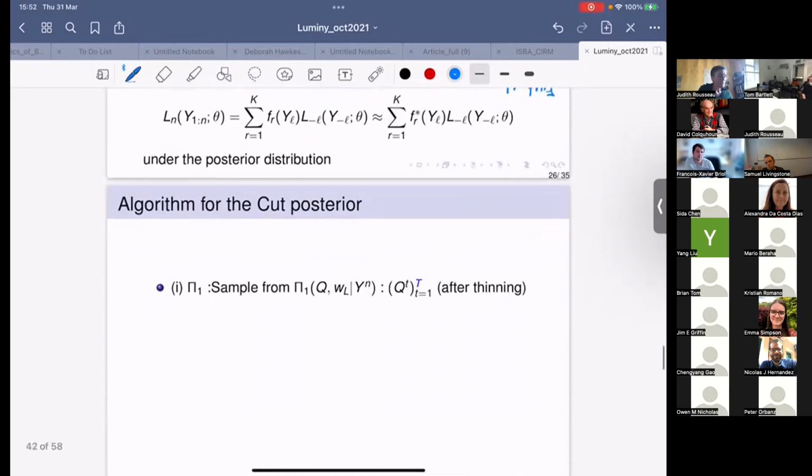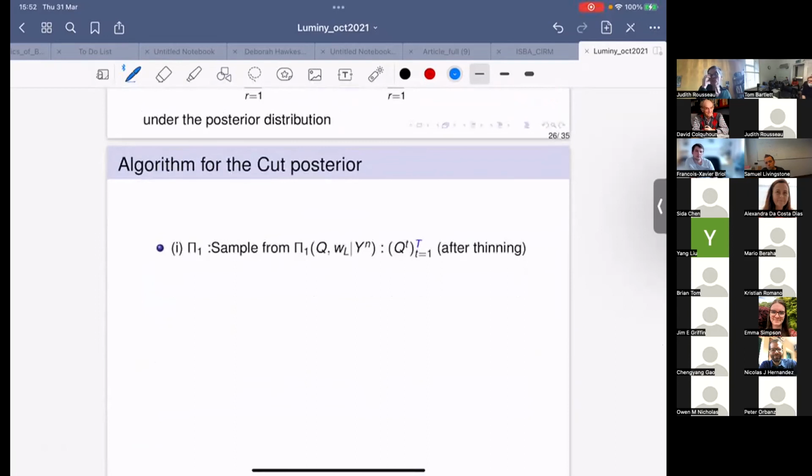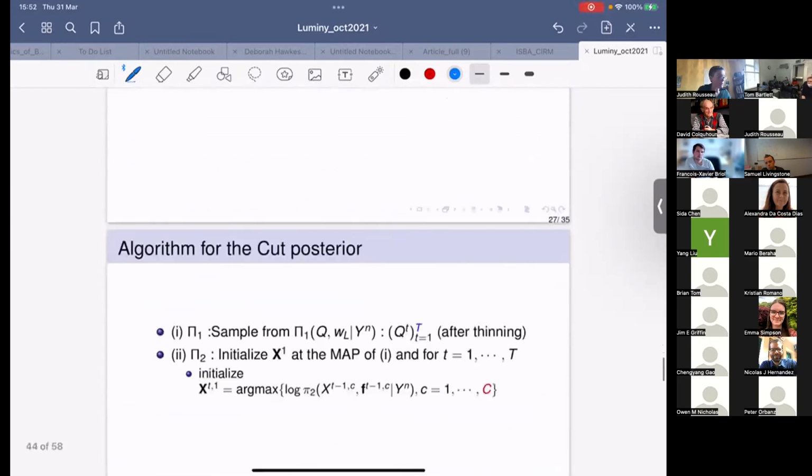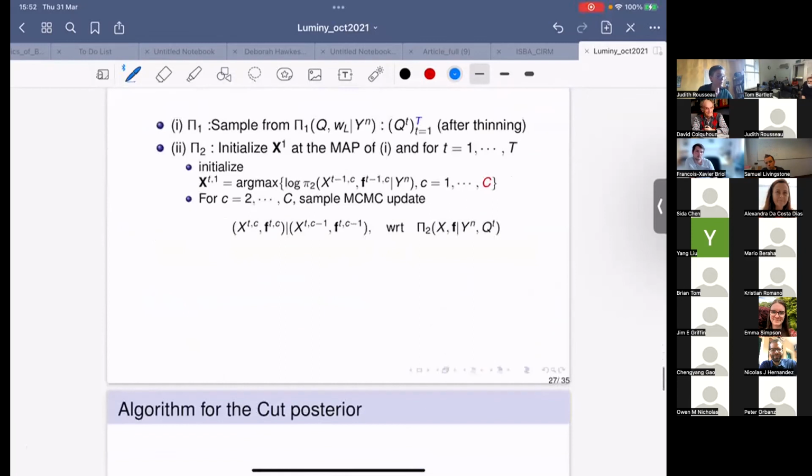So yeah, the difficulty with the cut is that it's a little more painful to implement than just a full posterior. And the reason is that, I'm going to write now, you simulate the pi1, that's super simple because it's a basic model. So you recover a bunch of Qs.